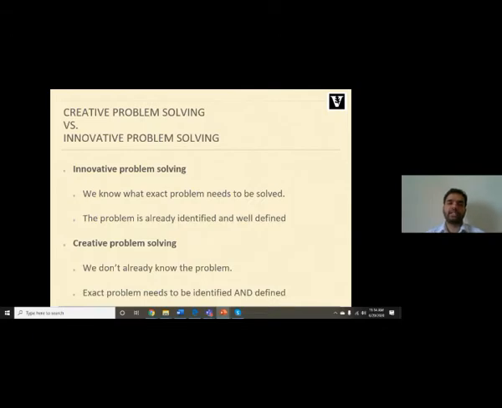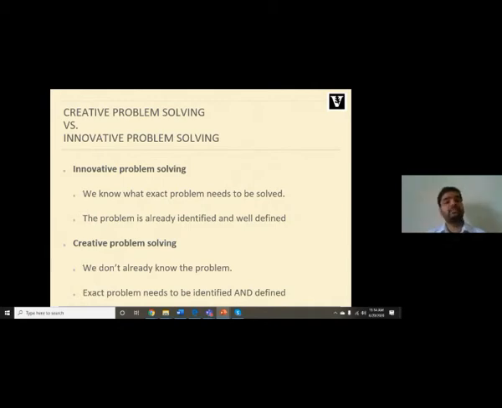Let's see. Before that, there are two popular types of problem solving that we hear often, right? One is creative problem solving, the other is innovative problem solving. What is the difference between these two? In innovative problem solving, we already know what the problem is. The problem is clearly defined, and we have to identify the ideas, the solutions to solve that already defined problem.